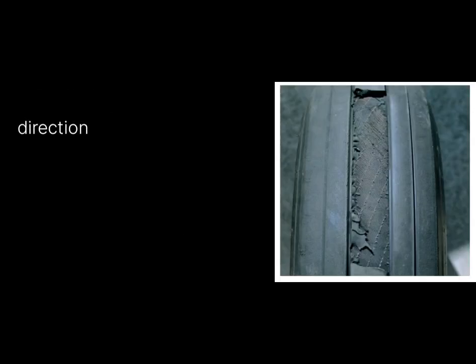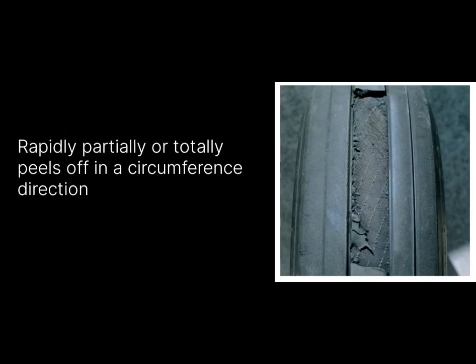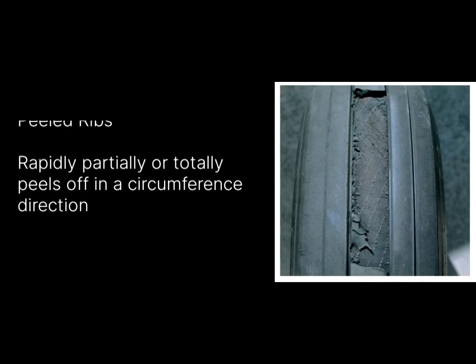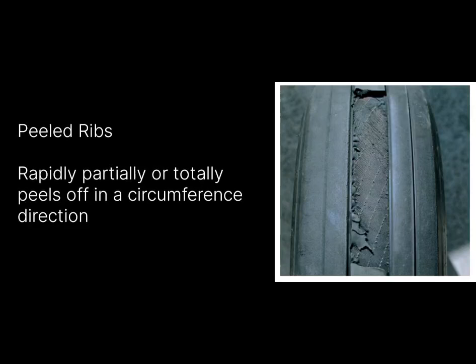Another type is peeled ribs. This condition occurs when the tread ribs partially or totally peel off in the circumference direction, usually beginning with a cut in the tread. It results in the circumferential delamination of the tread rib away from the tire carcass. In this situation, remove the tire from the aircraft before release and replace the wheel assembly.